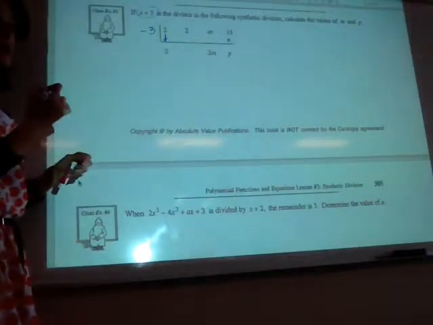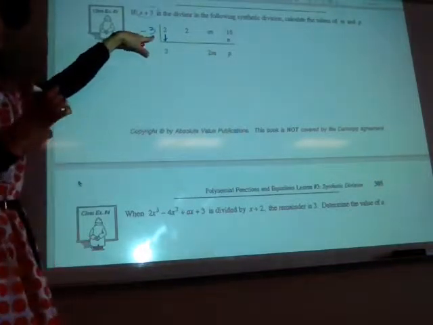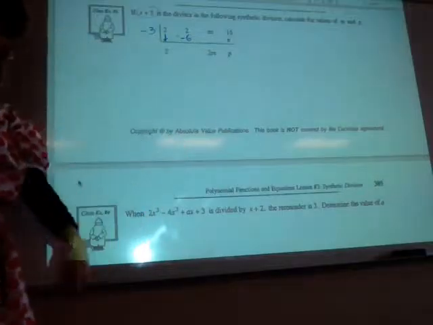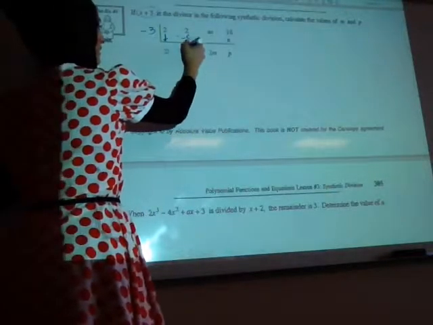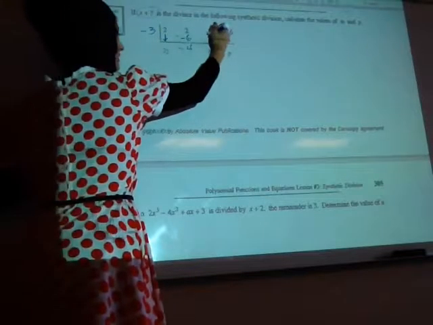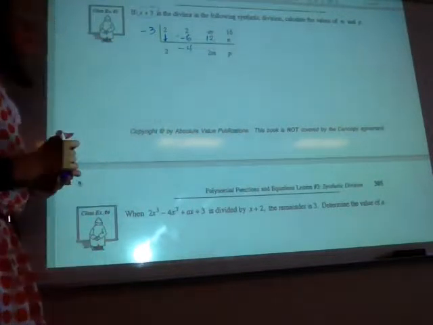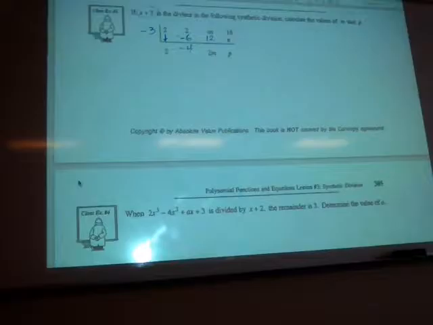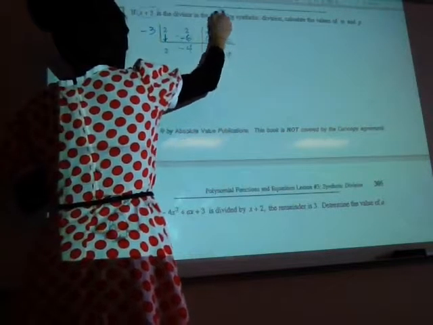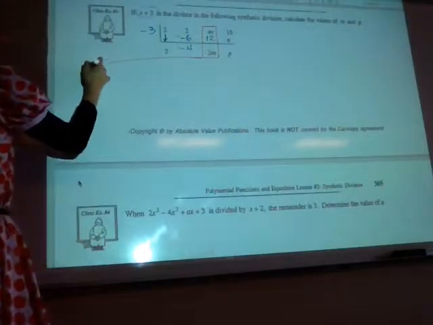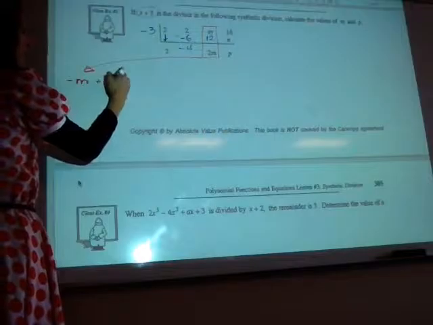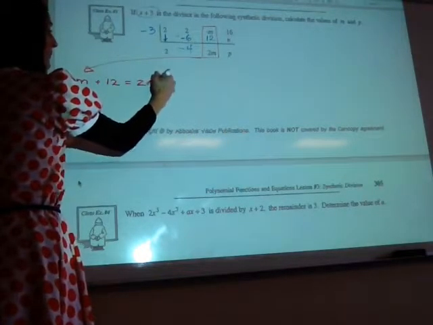Okay, they've done step 1 for us. They've brought that 2 down. We're going to multiply 2 times negative 3, and we get negative 6. Add those two together, we get negative 4. Next up, negative 4 times negative 3 is positive 12. So now we have the unknown m. Let's just highlight this section here and do a little bit of side work. They're telling us that negative m plus 12 equals 2m.